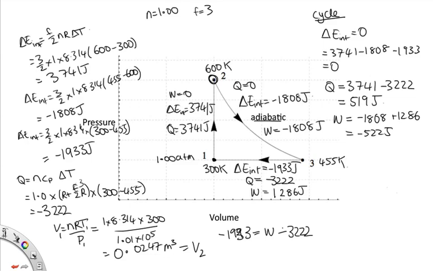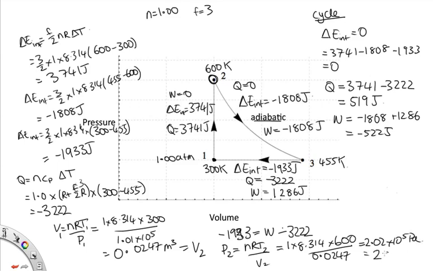Okay, now we need to calculate the pressure at 2. So we can just use the ideal gas law. The pressure at 2 will be equal to nR times the temperature at 2 over the volume at 2. Substituting in, that's 1 times 8.314 times 600, all over the volume at 2, which we've calculated over here as 0.0247. Solving that on the calculator, we get 2.02 times 10 to the 5 pascals, which is equal to 2 atmospheres. So because we've doubled the temperature, we've actually doubled the pressure as well.